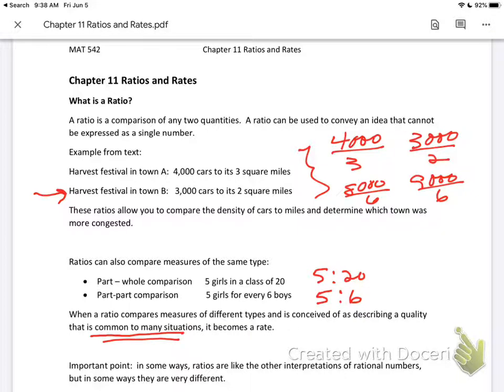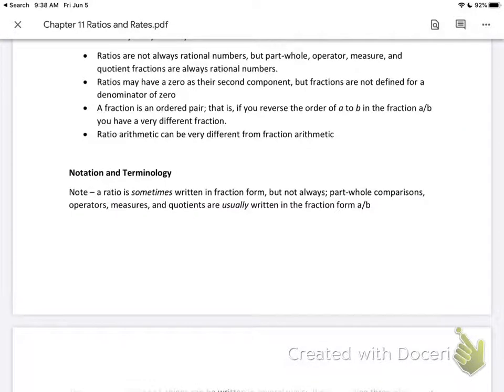Important points: in some ways ratios are like the other interpretation of rational numbers, but in some ways they are very different. Okay, ratios are not always rational numbers, but part-whole, operator, measure, and quotient fractions are always rational numbers. Ratios may have a 0 as their second component, but fractions clearly cannot have a denominator of 0. A fraction is an ordered pair. That is, if you reverse the order of a to b in the fraction, you have a very different fraction. Ratio arithmetic can be very different from fraction arithmetic. Okay, so ratios and fractions, they're not always interchangeable, so just be aware.